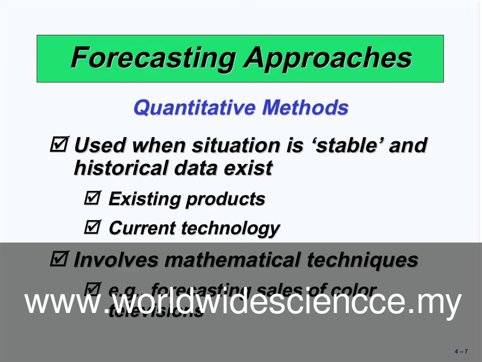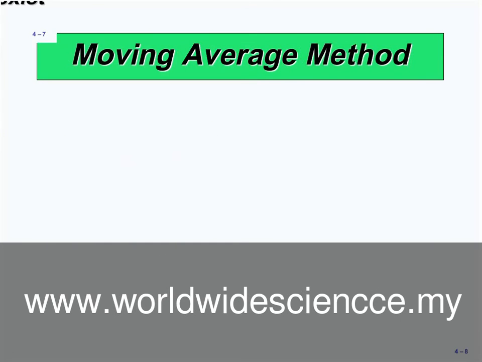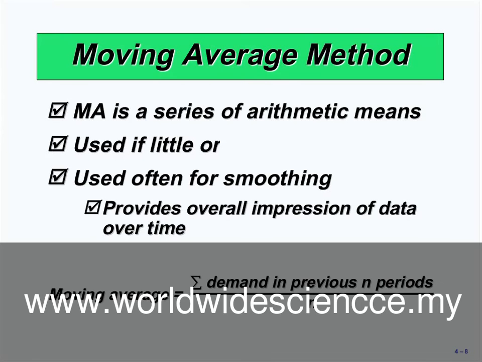It is often used for smoothing, which provides an overall impression of the data over time. The moving average is the sum of demand in previous periods, for example, previous months, previous years, or previous seasons, divided by n. In a standard operation manager's setting, n is equal to 3 or 5, but you can use another n period. The standard is 3 months or 5 months, 3 years or 5 years.